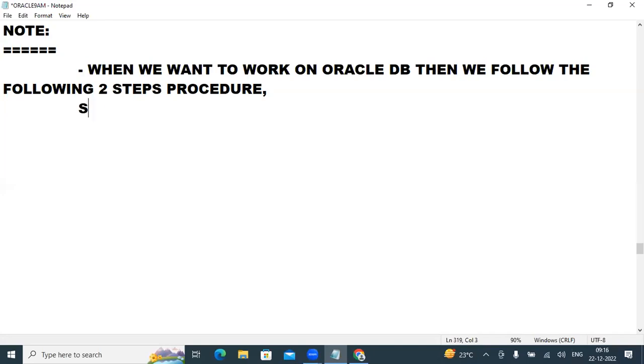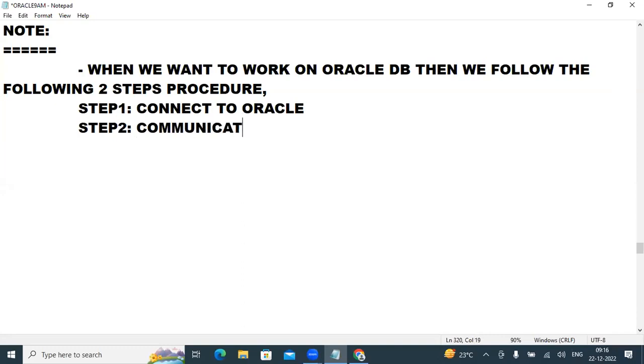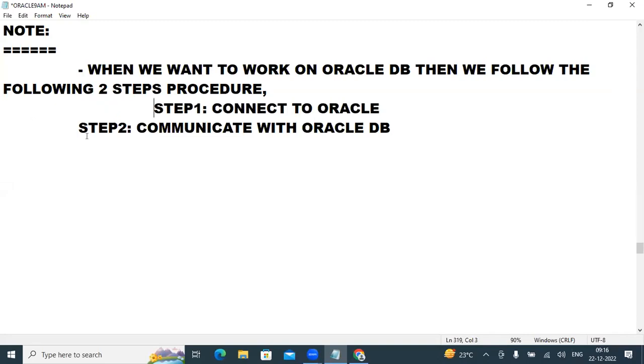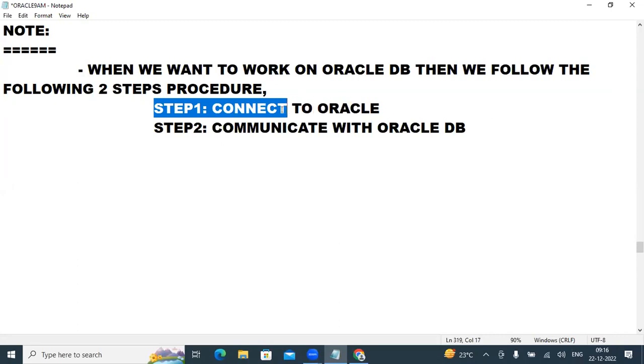What is the procedure here? The first one we call step number 1: I need to connect to Oracle. That is the first step. And the second one is step number 2: I want to communicate with the Oracle database. So these are the two operations we need to perform, guys, once you successfully install your software. And now first we will see what connectivity is and how we want to connect to Oracle.